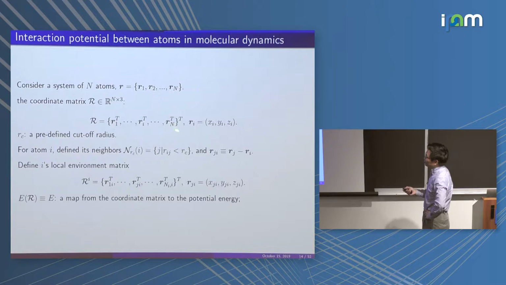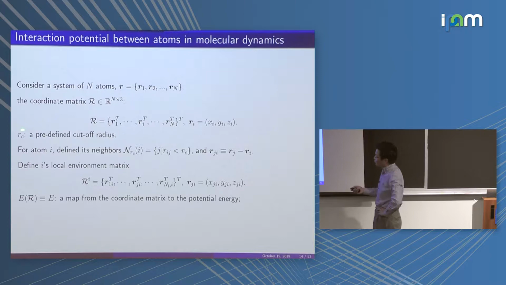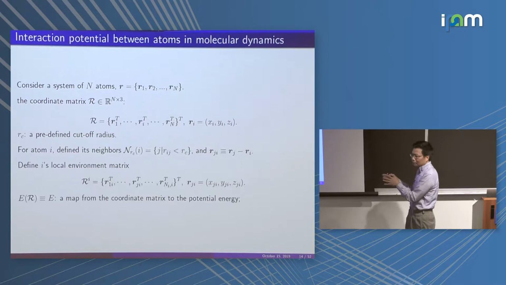Okay, so here is a little setup. We have these n atoms. Each one of these is the coordinates of each atom. And for each atom, we define a little neighborhood. So RC is a cutoff radius that we specify beforehand. So for now, what I'm talking about is only useful when the long-range Coulomb interaction is not so important. We're working on the long-range part, but it's not published. So you think about this system as only having reasonably short-range interactions. Then the action is in the little neighborhood with the cutoff radius RC. And each atom has its own little environment.